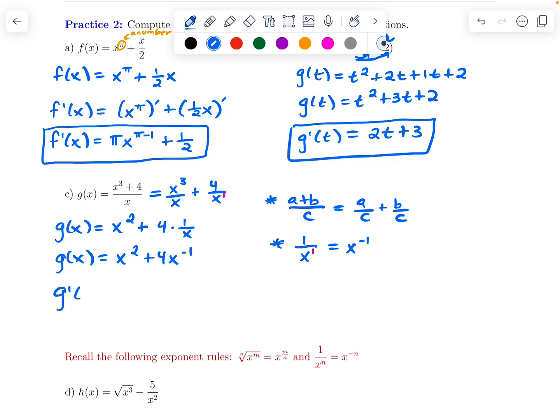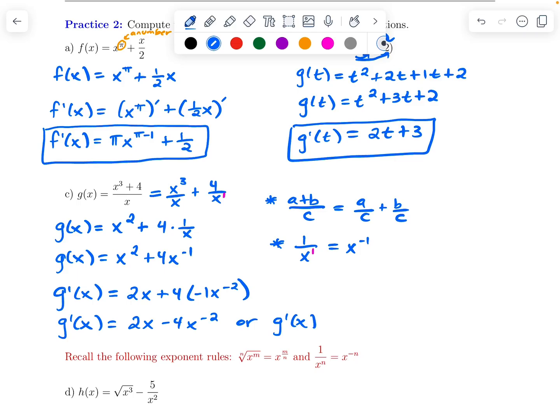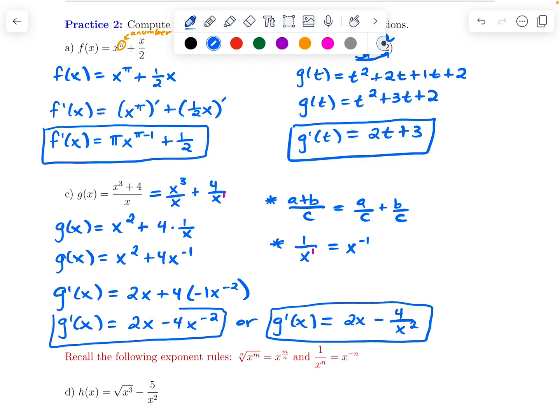And now when I take the derivative, I get that this is 2x and then plus 4 times negative 1x to the negative 2. So this is equal to 2x minus 4x to the negative 2. Or you could also say, if you want to bring the x to the negative 2 down and rewrite that, you could say it's 2x minus 4 over x squared. Okay. But both would be fine with me.